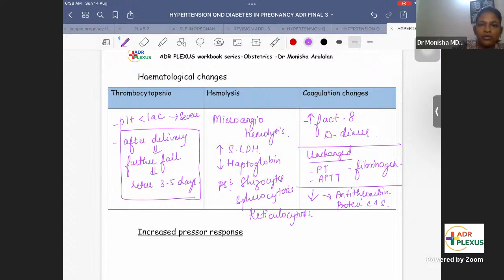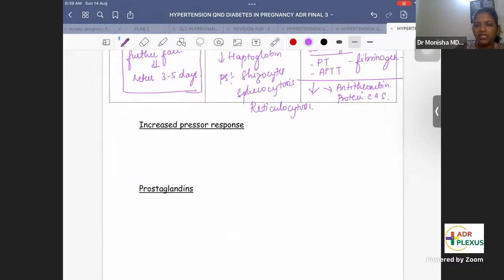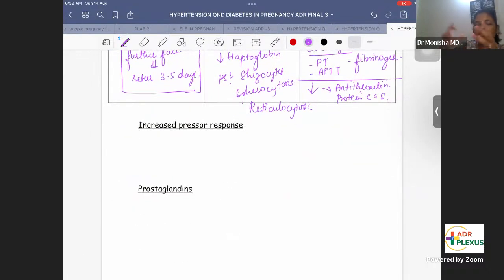So this is about the hematological changes. Now coming to the increased pressure. See, normally in pregnancy, the increase in tortuous vessels will cause a decreased reactivity to pressor agents like angiotensin 2 or norepinephrine. But in preeclampsia, the vessel is very small and narrow, yet there will be an increased reactivity to these pressor agents. So that is very important.